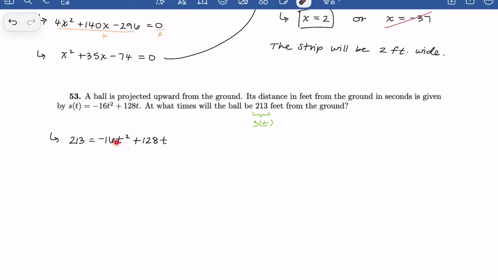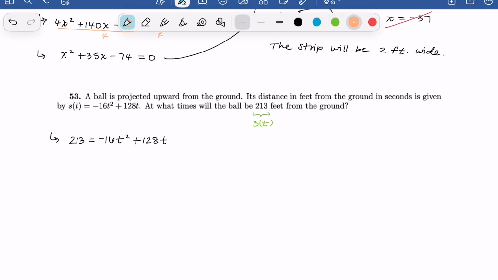Now again, we're trying to solve for t. We're trying to find at what times the ball will be this distance from the ground. In order to do that, we're either going to use our zero factor property or the quadratic formula. Those are the only two ways we know how to solve a quadratic equation here. But in either case, we first need to write this in standard form.